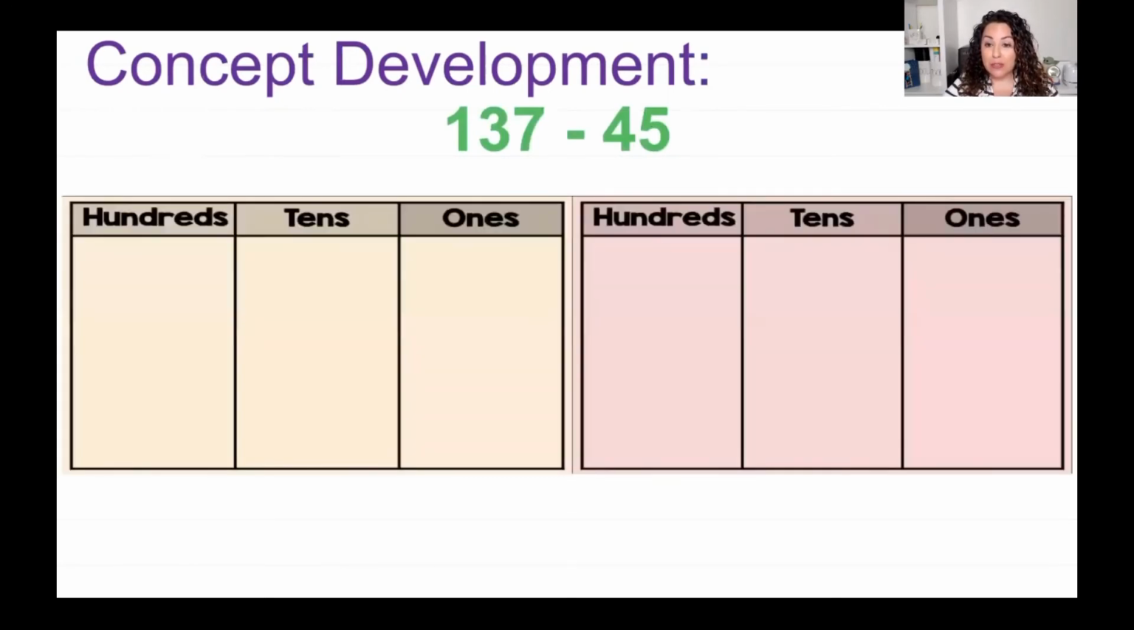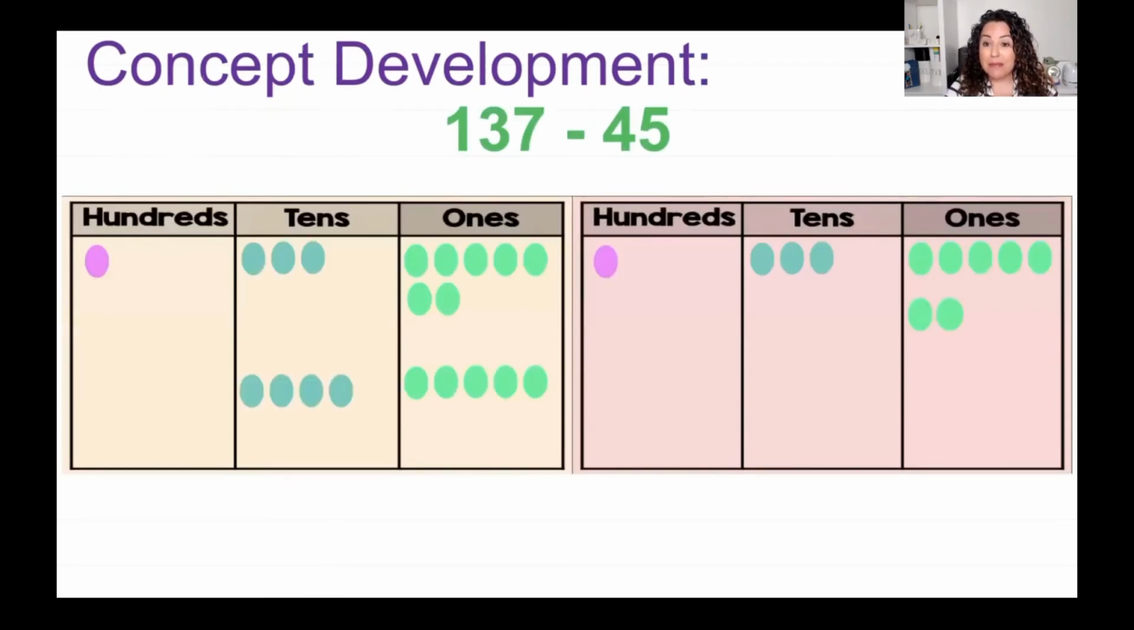Okay, let's go ahead and try another problem. I have 137 take away 45. Now I have 2 charts, my beige and my pink chart. And now I've laid out some numbers for you. So which one am I going to use to model this subtraction problem? I'm going to go ahead and give you a second to make your decision. Is it the beige one or the pink one?